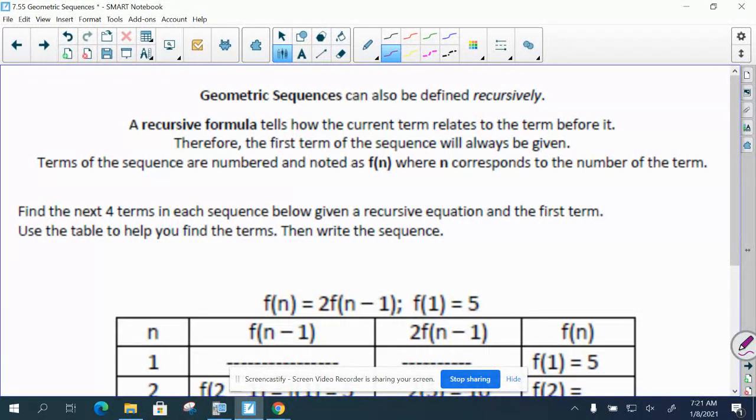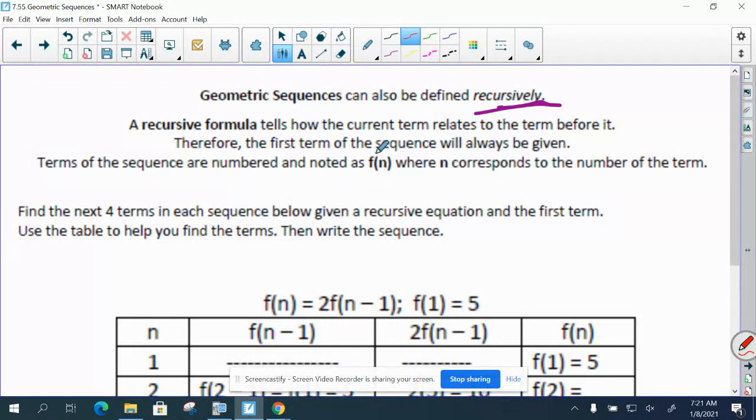Okay, so that's the explicit rule. Now we're going to learn about the recursive rule. Remember how with the arithmetic sequences there were 2 different rules? All right, so this is the recursive rule here. A recursive formula tells how the current term relates to the term before it. Therefore, the first term of the sequence will always be given, just so you know at least one term.